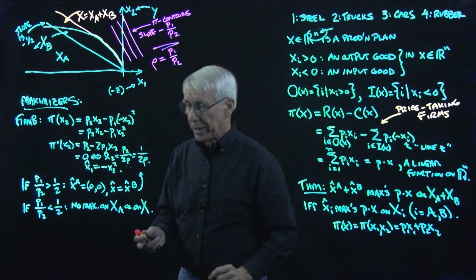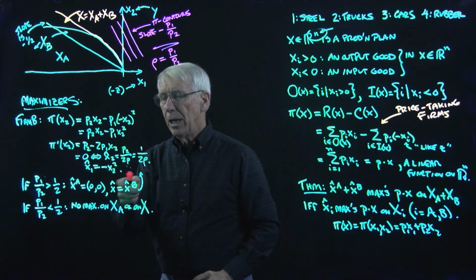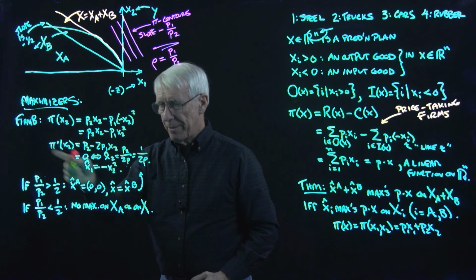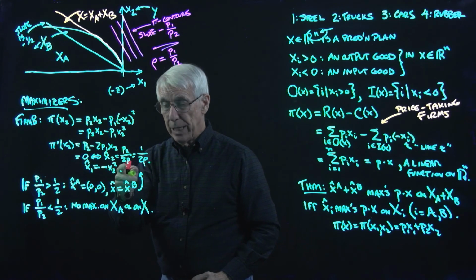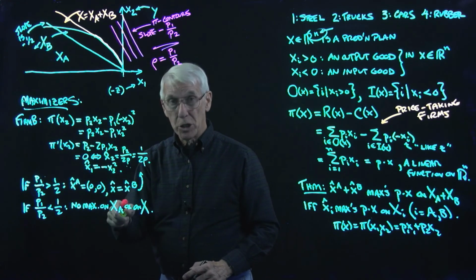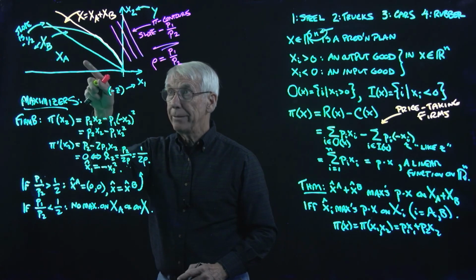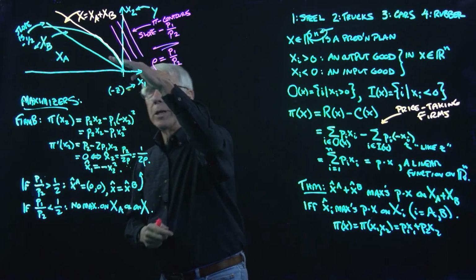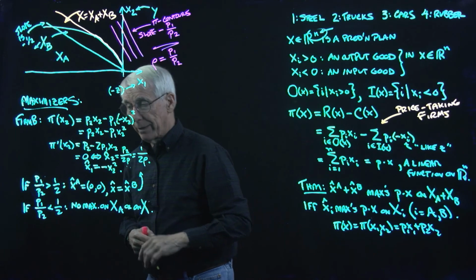And of course, it's still the case that firm B will be producing this amount here if it's maximizing profit. But that is not going to correspond to profit maximization on the aggregate set because there is no profit maximizer on the aggregate set.